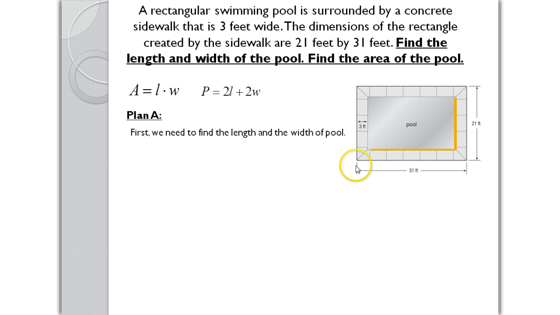So if we know the total length of the sidewalk is 31, if I subtract off my sidewalk, which will be 3 feet on the left and 3 feet on the right, I should get my width. Same thing with my length. There's 3 feet of sidewalk here, and there's 3 feet of sidewalk here. If I take this 3 feet and this 3 feet and subtract it off the 21, I should have the length of my pool. So my plan here is to subtract 6 from 31 and 21, and that will give me my length and my width.